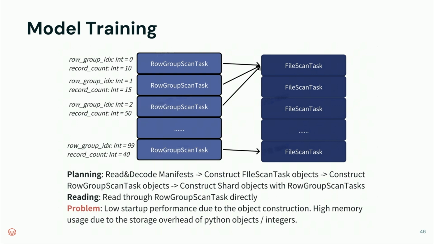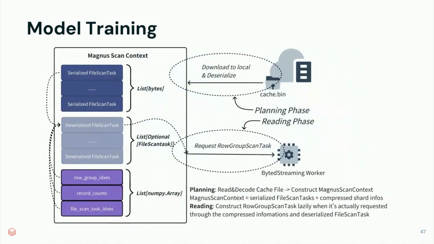So there are actually some problems here. Because we have to construct all the file scan task and row group scan task objects at the initialization phase, the startup time will be pretty long, and the memory usage will be extremely high in case we have an ultra number of sources. And this is just similar to the sample ID generation we have talked about before. So our solution is to build the plan cache asynchronously.